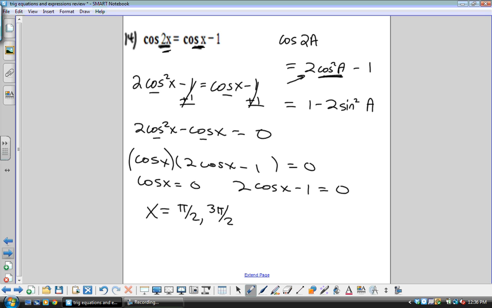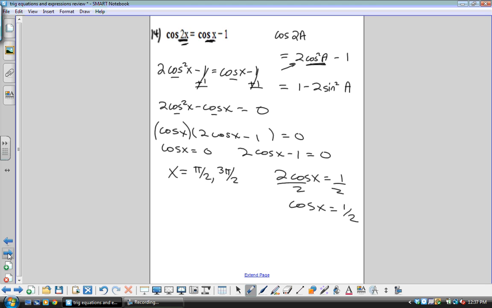And let's solve this one. We're going to add the 1 over, and then divide by 2. So we'll get cosine x is 1/2. Now let's think here. Cosine is 1/2 at pi over 3 and 5 pi over 3, I think.